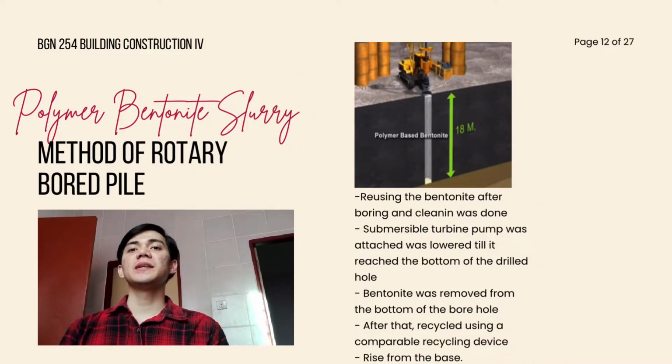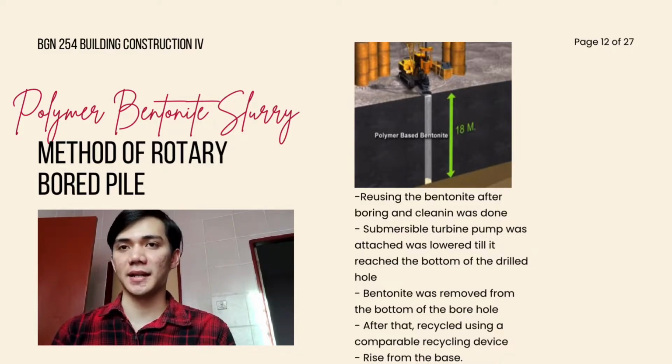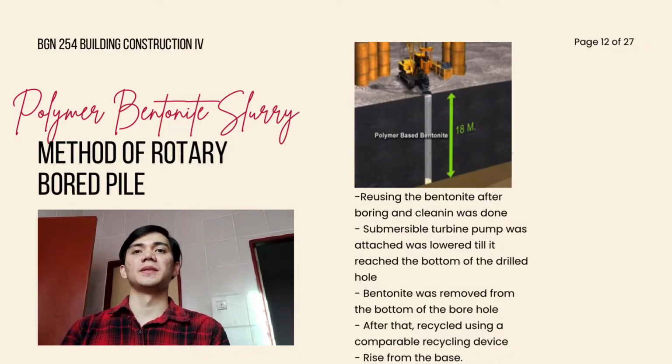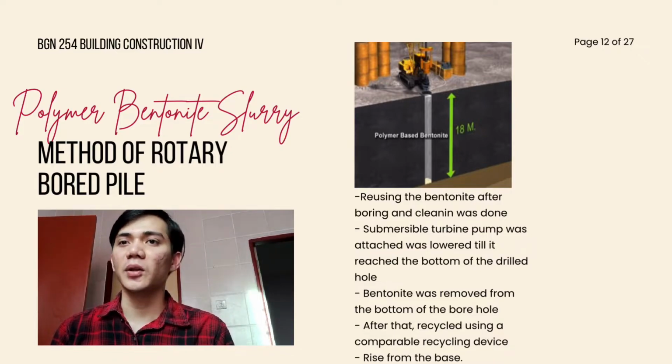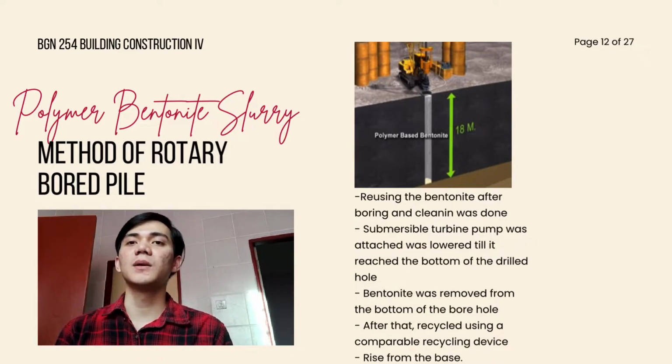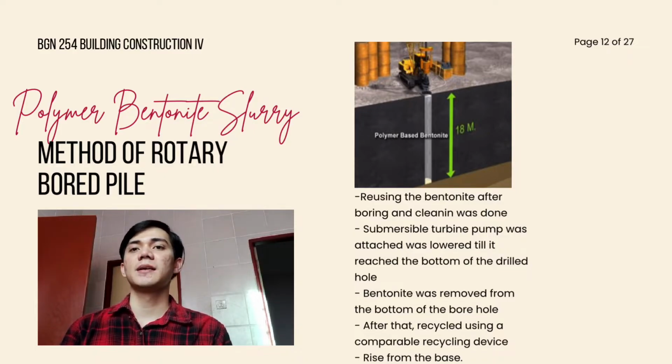Prior to reusing the bentonite after boring, cleaning was done using a cleaning basket. The tremie pipe, to which the submersible turbine pump was attached, was lowered until it reached the bottom of the drill hole. Following that, the bentonite was removed from the bottom of the borehole and recycled using a comparable desanding device. Continue until the clean bentonite began to rise from the base.